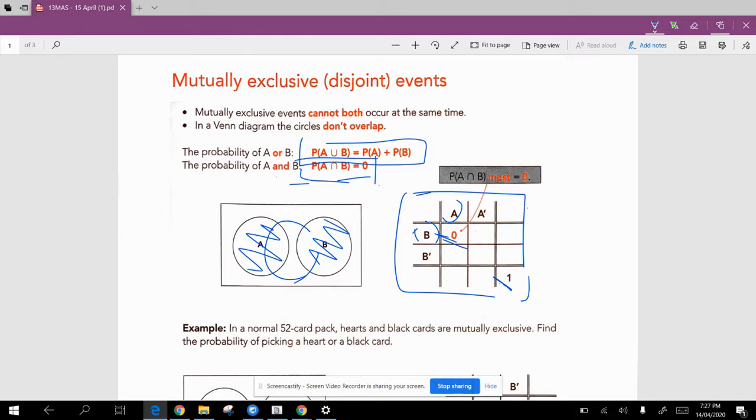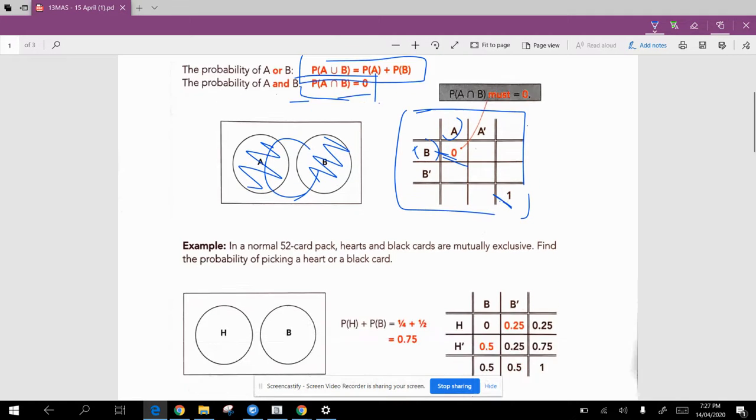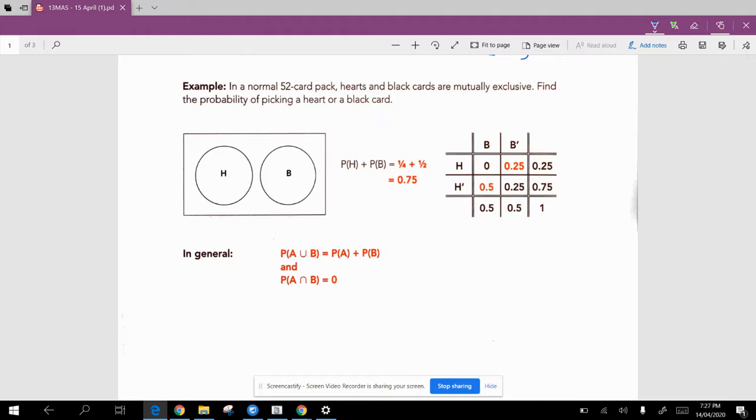This one, of course, comes from adding up all the probabilities. Here's an example. In a normal 52 card pack, hearts and black cards are mutually exclusive. You can't have a card that's a heart and a black card. So that's why the probability of that is 0 here, and there's no intersection in the middle. So the probability of a heart or a black card is the probability of the heart plus the probability of a black card. The probability of a heart is a quarter. The probability of a black card is a half. If we add those two probabilities, we get 0.75.